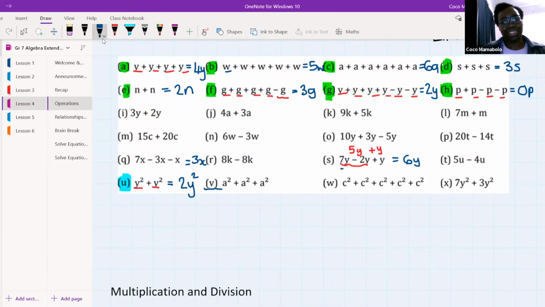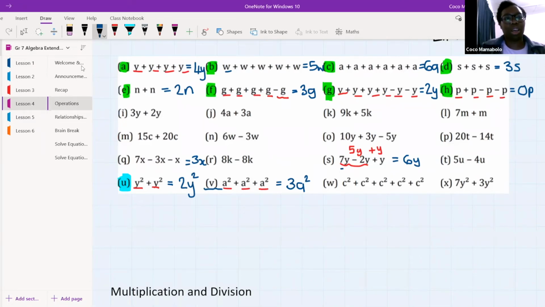Okay, so in this next one, how many a squared do we have? 3. Good. So what am I going to write? We've got 1, 2, 3. What am I going to write as my answer? It's 3a to the power of 2. Good. 3a to the power of 2. Amazing. Well done. Very well done.